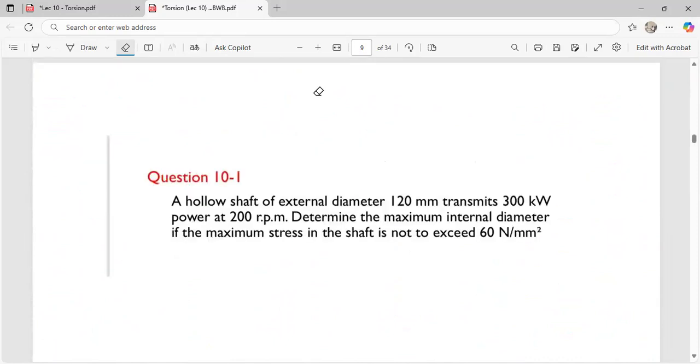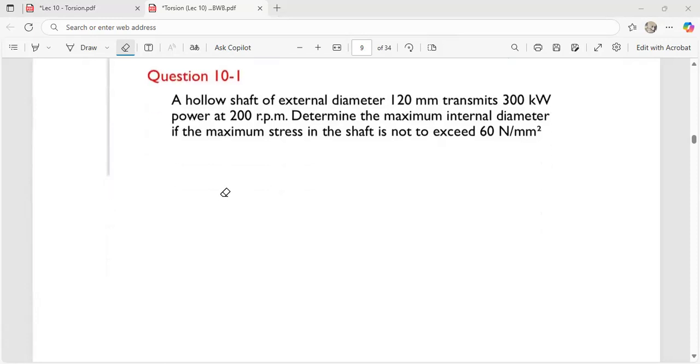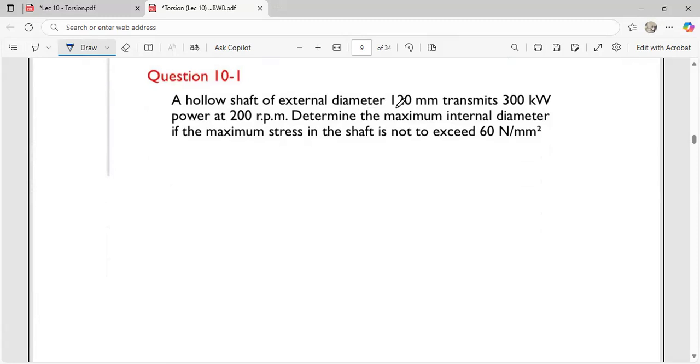So this is our next question. This is the example we are going to be looking at. Our last example in this aspect. Okay. And the question says that a hollow shaft of external diameter 120 transmits 300 kilowatts power at 200 RPM. Determine the maximum internal diameter.